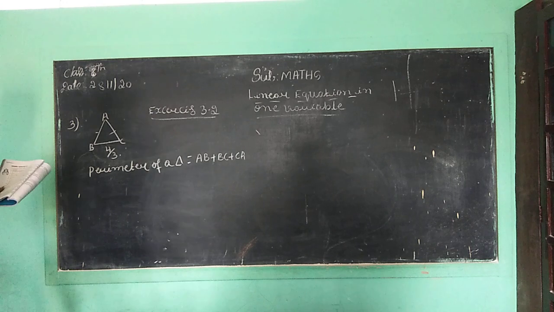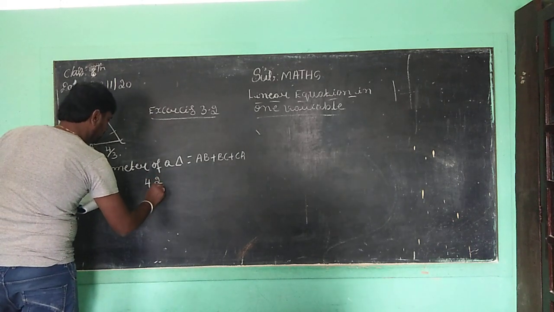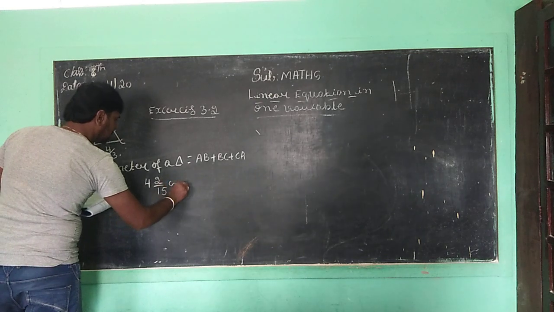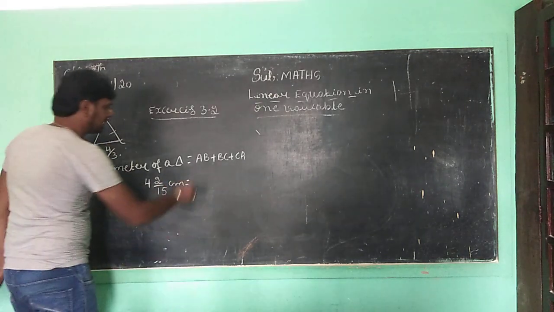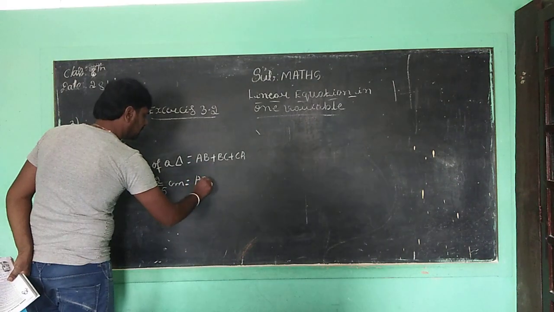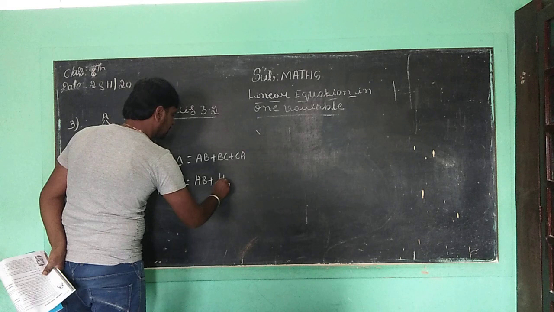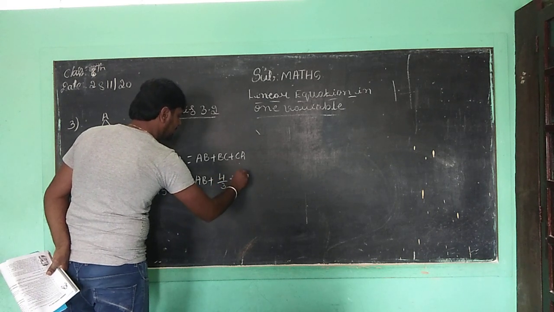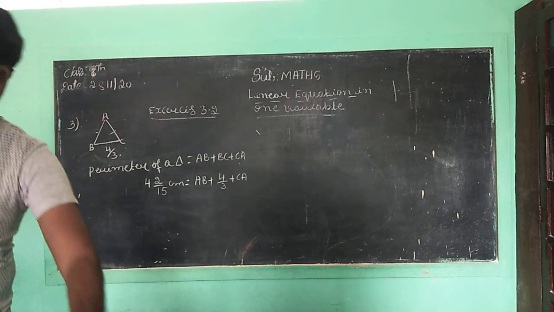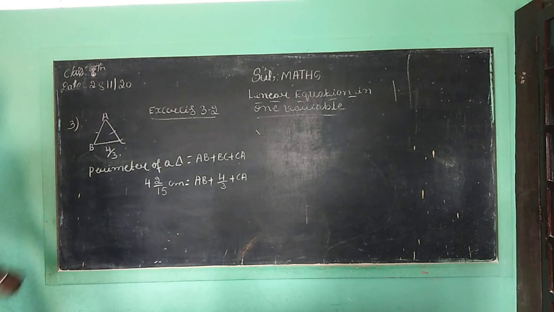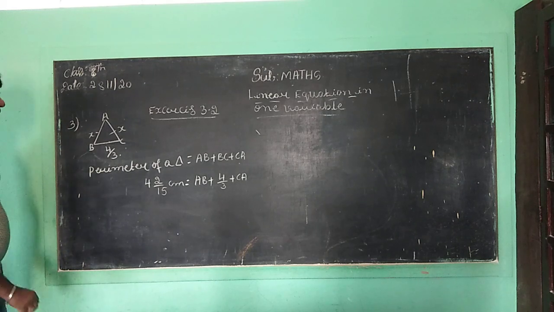Children, the perimeter is already given. Perimeter of a triangle is equal to the given 4 2 by 15 centimeter. Correct children? And the base is already given. Base is BC. Right, as it is AB plus BC, meaning 4 by 3, children, and CA, right as it is CA. Because AB is equal to AC, children, we don't know, so we take X only. AB is equal to X and AC is equal to X, because in an isosceles triangle 2 sides are equal.